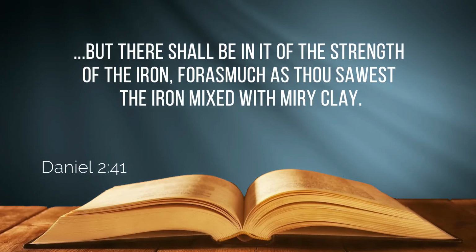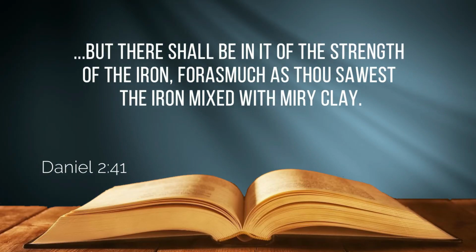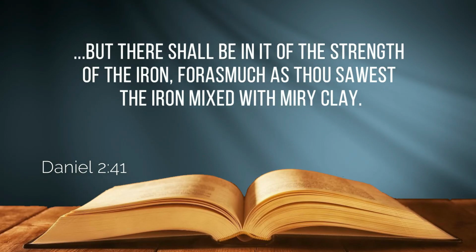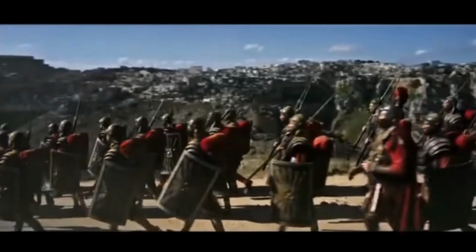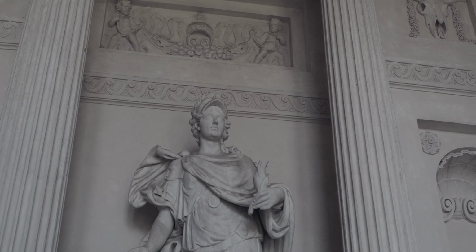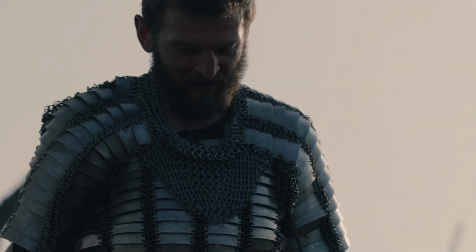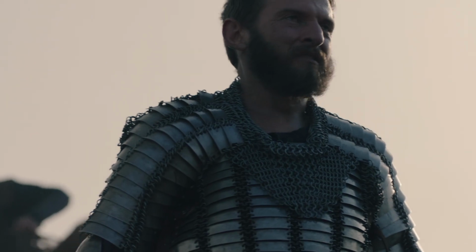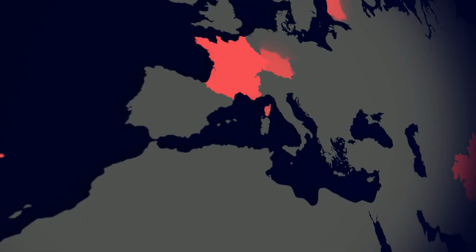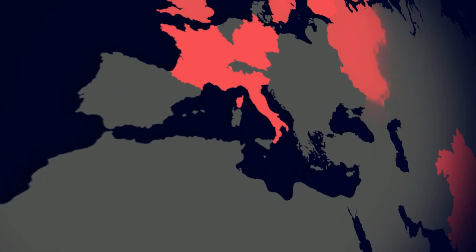Then the text says, "There shall be in it of the strength of the iron, for as much as thou sawest the iron mixed with the miry clay." Now, I want you to think about what the text is telling us. What was the original iron? It was Imperial Rome. Now, we have to ask the question, what was the strength of Imperial Rome? It was military, it was economical, and it was political. Rome had the best military. That military conquered other nations. It had the best economic power. And that's because when it conquered those nations, it confiscated their wealth and enslaved their subjects. And finally, political power. Rome swallowed up Greece, Egypt, Babylon, and many other nations, making it a huge conglomerate.